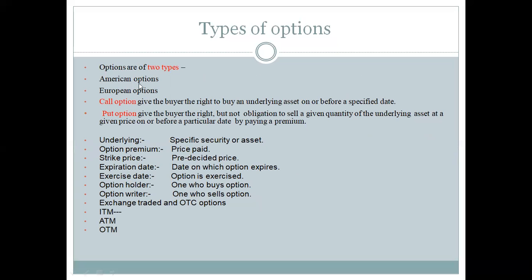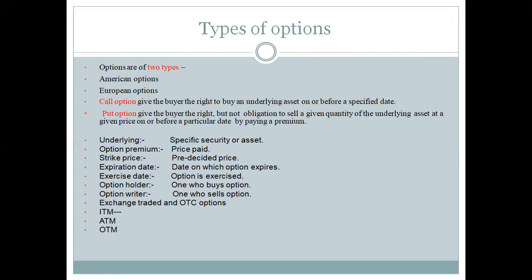Types of option contracts: American option, European option, call option and put option. What is an American option? In this option contract, if the option can be exercised at any time between the writing of the contract and its expiration, it is called an American option. European option: if the option is exercised only at the time of expiration, it is called a European option.